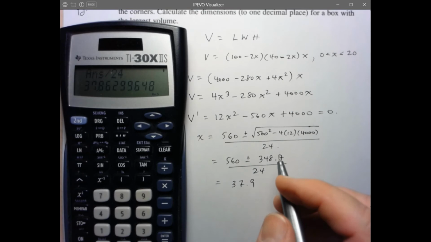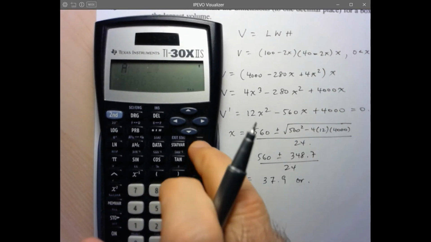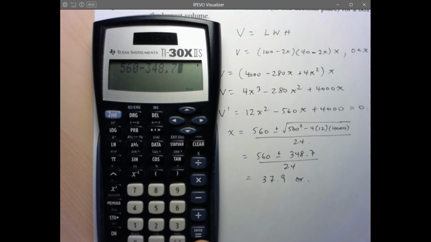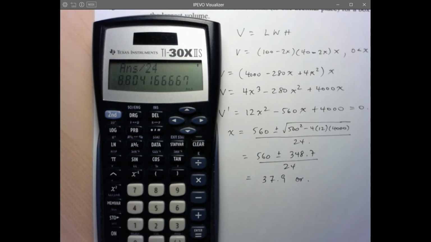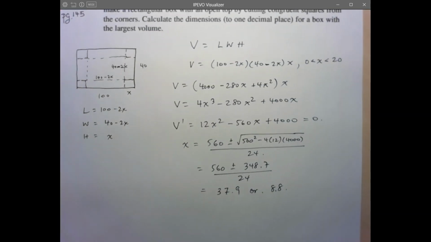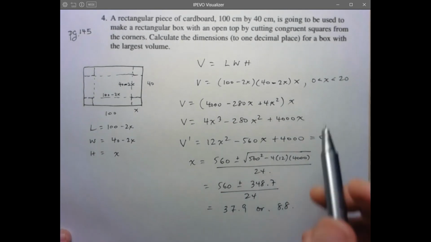All right, so let's check the other one. The other one, 560 minus 348.7 divided by 24, gives me 8.8, and that is in my domain. Okay, so I have to hope that that leads us to an absolute maximum on this interval.